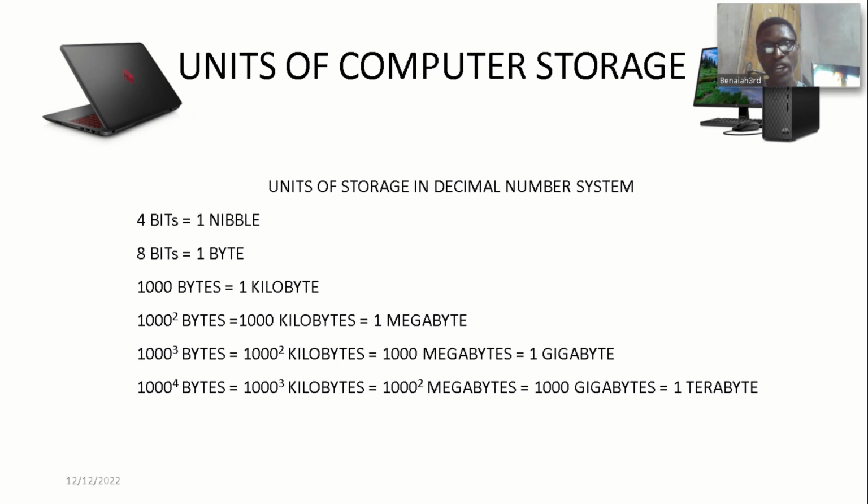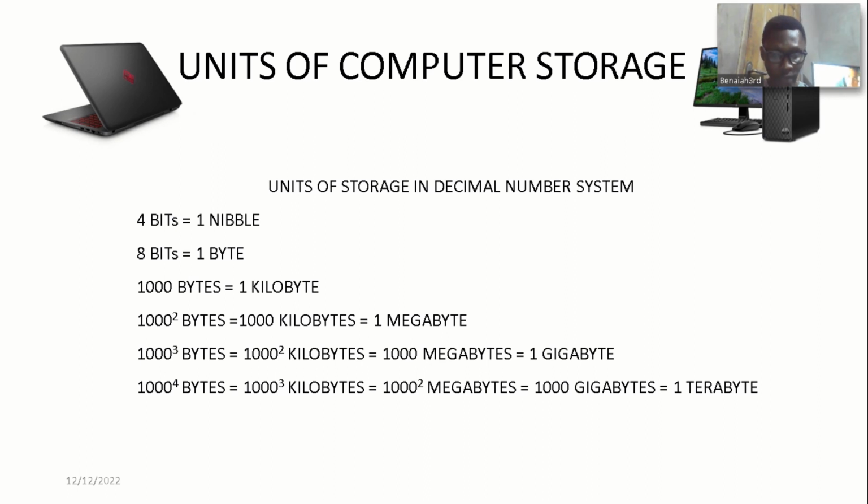Then we have the units of computer storage. The unit of computer storage can be categorized into two. We have the decimal number system unit of storage, which has 4 bits equal to a nibble. When you talk about bits, it stands for binary digits. Then we have 8 bits equals 1 byte, 1000 bytes equal to 1 kilobyte. We have 1000 square bytes, that is 1000 times 1000 bytes, equal to 1000 kilobytes, which is now equal to 1 megabyte.